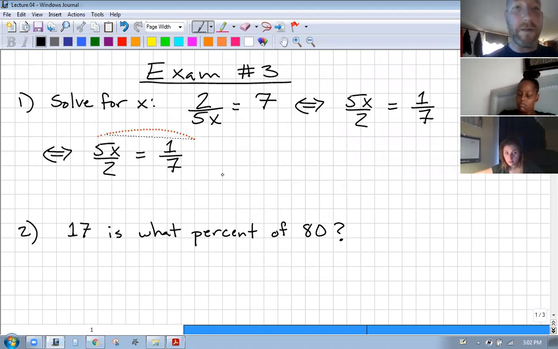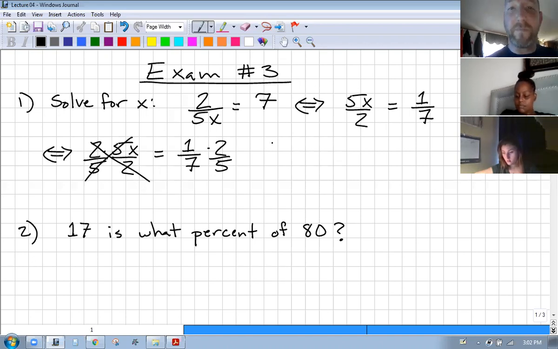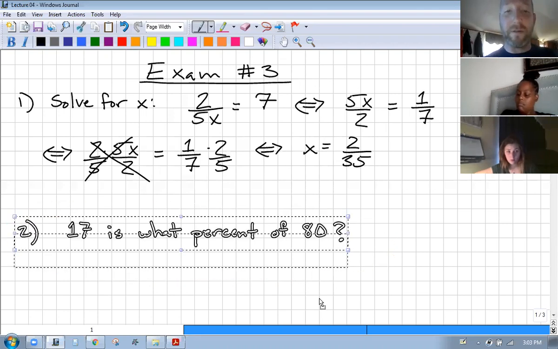Now at this point, because the X is divided by 2, we're going to multiply both sides by 2. And because the X is multiplied by a 5, we're going to divide both sides by 5. So now these 2's cancel, the 5's cancel, and we're left with X is 2 times 1, which is 2, over 7 times 5, which is 35. Okay, and at this point you can check your work.